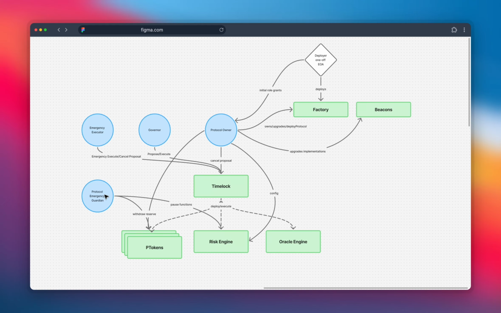And all the governance emergency actions emit structured events like asset configuration set, risk configured, and emergency executed for on-chain monitoring tools to have a clear audit trail.